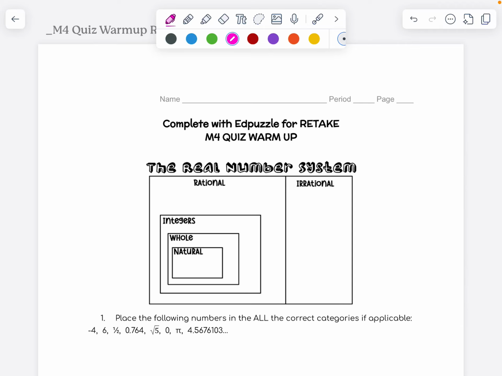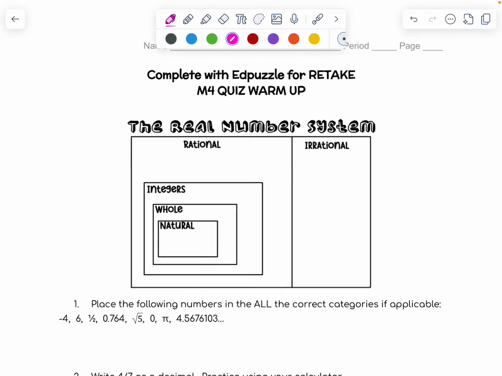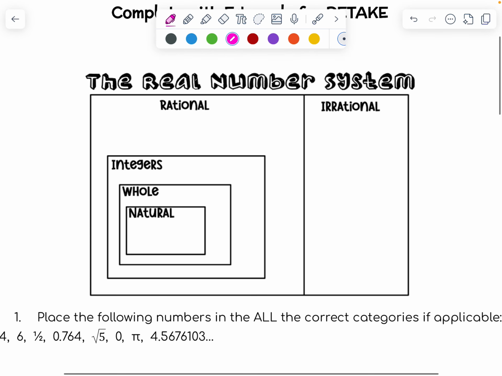All right, let's take a look at the real number system. We have rational and irrational numbers. Irrational ones are the ones that can't be written as a fraction. They're pretty nasty. And then we have the rational numbers. Those are kind of the regular numbers that we're working with today.